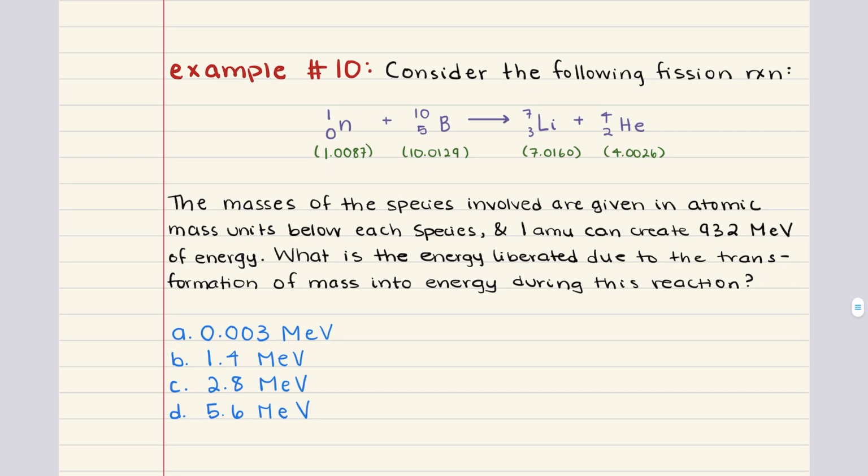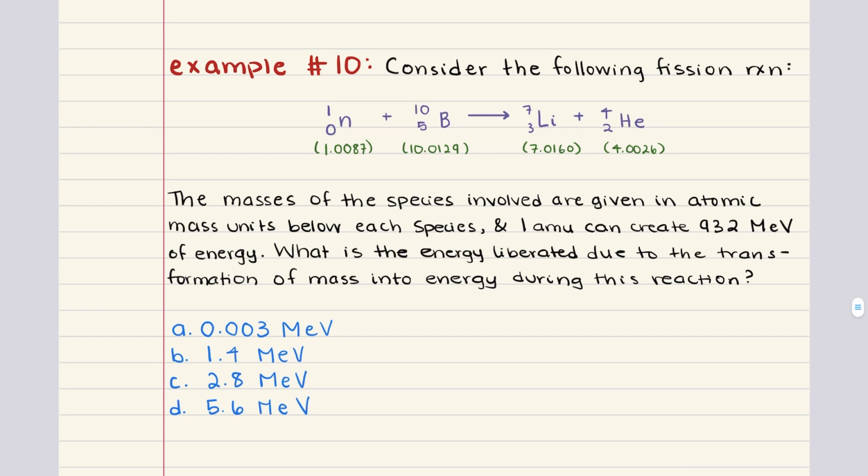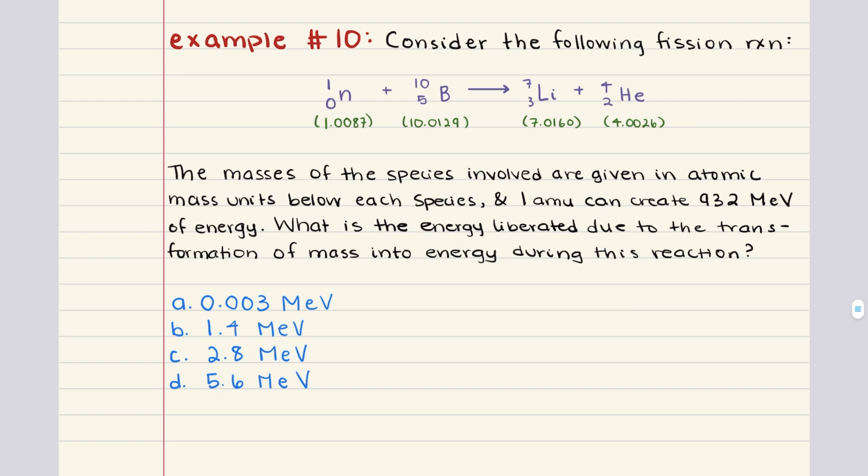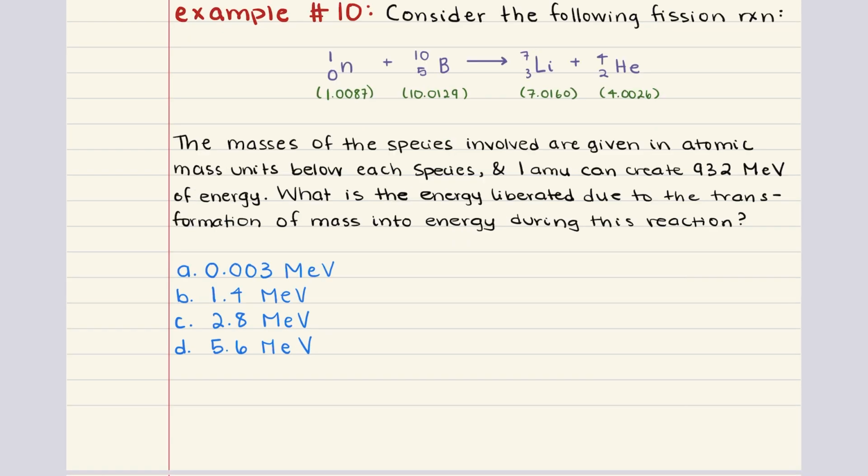Problem 10 says, consider the following fission reaction. The masses of the species involved are given in atomic mass units below each species, and 1 atomic mass unit can create 932 mega electron volts of energy. What is the energy liberated due to the transformation of mass into energy during this reaction? Let's break this problem down. This problem presents a reaction and asks for the energy liberated due to the transformation of mass into energy. To convert mass into energy, we're told that 1 atomic mass unit can be converted into 932 mega electron volts of energy. All we need to do now is calculate how much mass in atomic mass units is converted in the reaction.